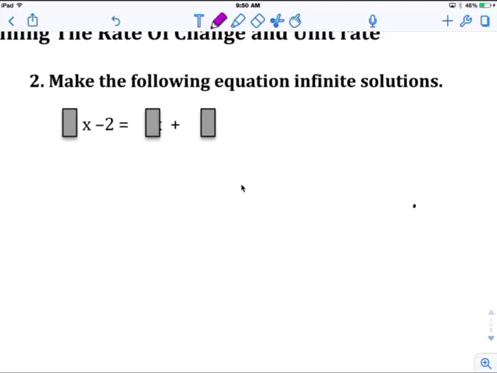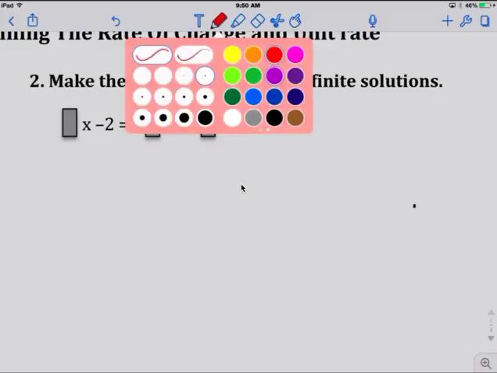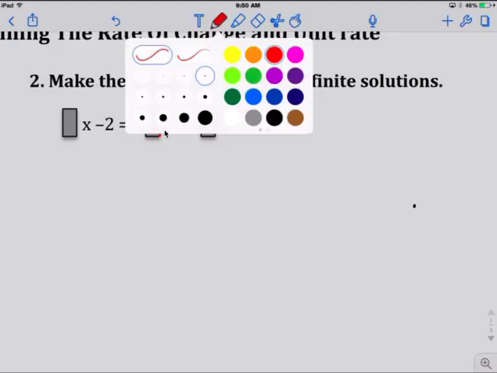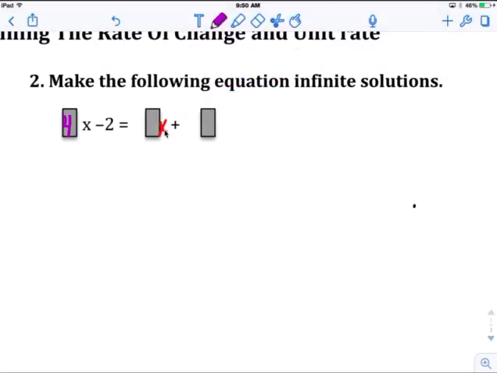Make the following equation infinite solution. Infinite solution means everything is alike. Oops. Notice there's an x there in the back. That's supposed to be an x there. Okay, so let's make the x the same. If I make it 4x, I need to put 4x here. If I want 5x here, I need to put 5x on the other side. 6x, you know what I mean by that. So 7x, the coefficient needs to be the same. And this is a -2, so this should be a -2 also.